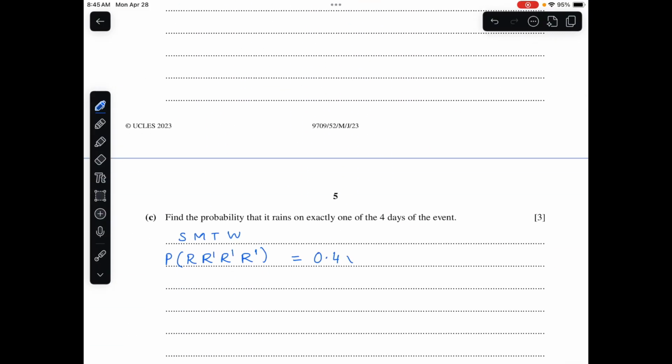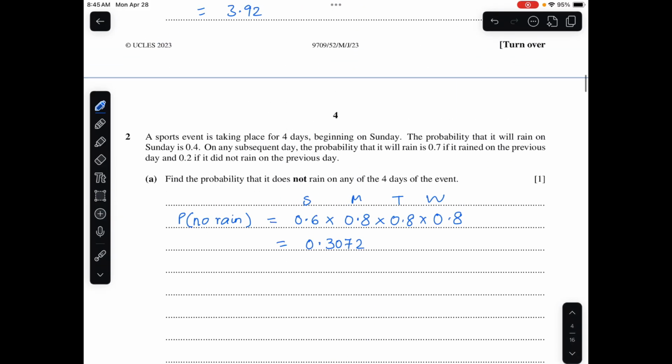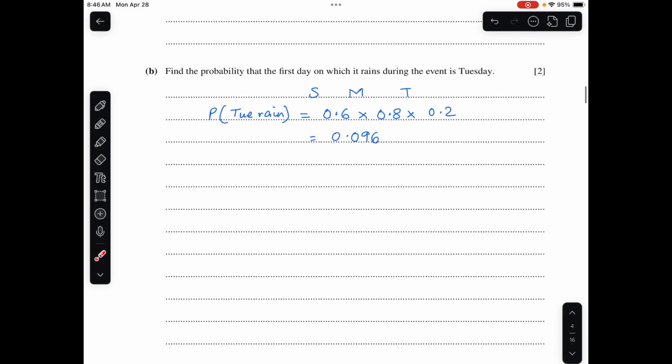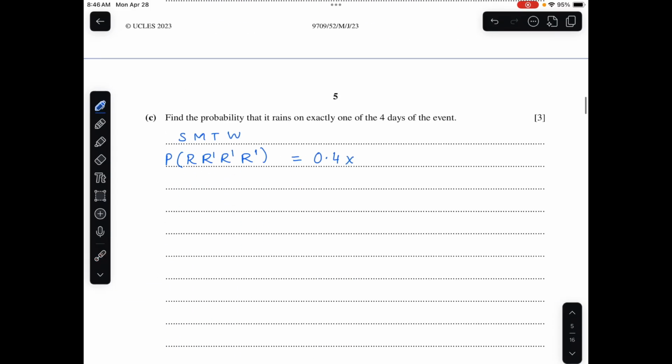0.4. And because it rained on the previous day, the probability that it will rain the next day is 0.3. So does not rain would be 0.3. And then, since it didn't rain, the next 2 days will have a probability of 0.8, 0.8.